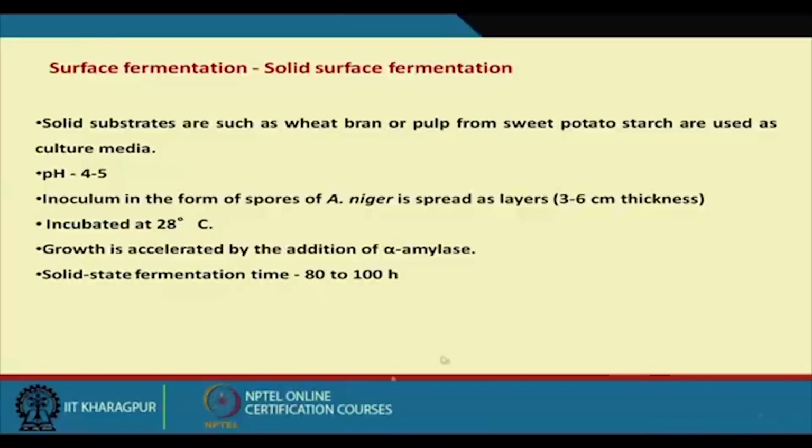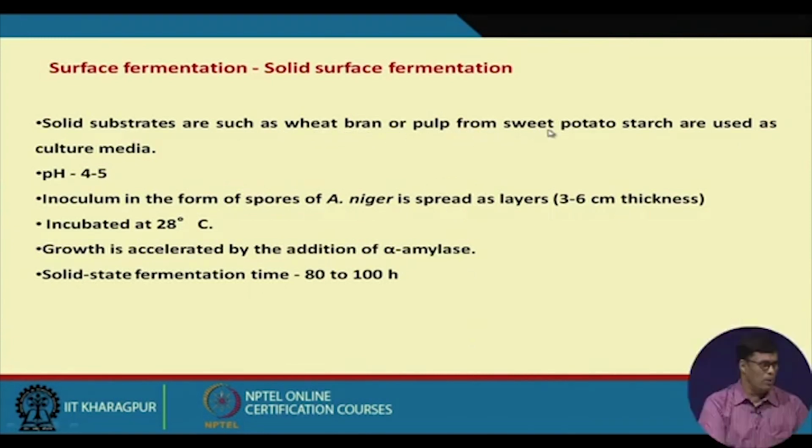Now let me continue that. Now let me talk about the solid state fermentation process. The solid substrates such as wheat bran or pulp from sweet potato starch are used for the culture media, and then pH is 4 to 5. Inoculum in the form of spores of Aspergillus niger is spread as a layer, a 3 to 4 centimeter thick layer formation.